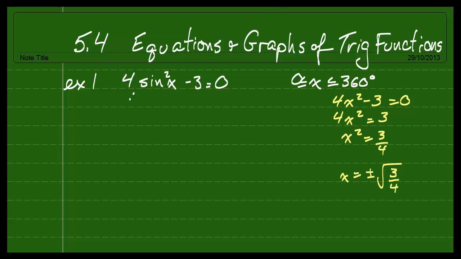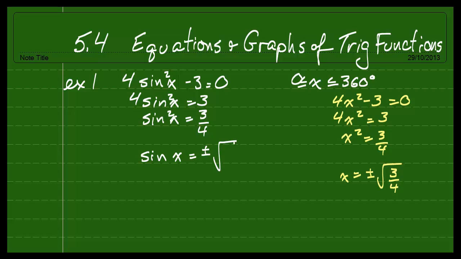We'll add 3. We'll divide both sides by 4. We'll take the square root of both sides. And we'll simplify if possible, and we notice that we get sine of x is equal to positive or negative square root of 3 over 2. Now that should give us pause as we recognize those numbers as coming from our special triangles.